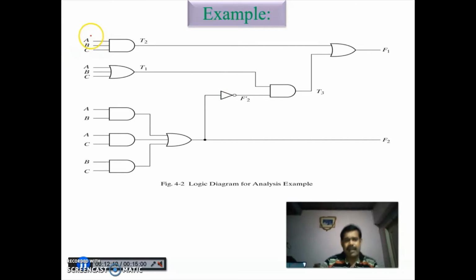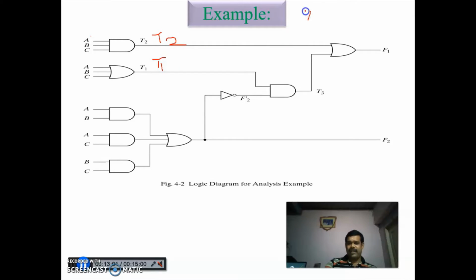So here they will be clearly giving the input variables. How many variables we are having here? 3 variables. A, B, and C are the 3 variables. So you have to label each output of each gate. We have to label output of each gate. So you take this as T1, this as T2. This is first level. We are taking these two, that is T1 and T2.